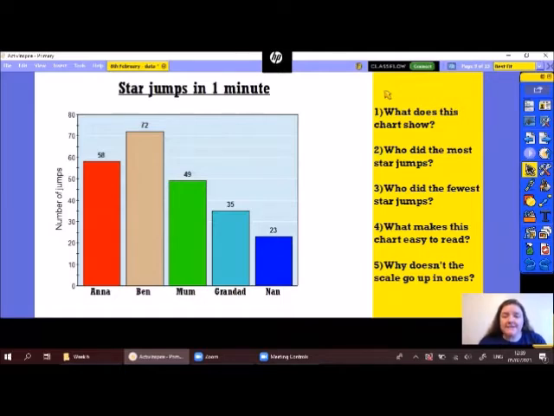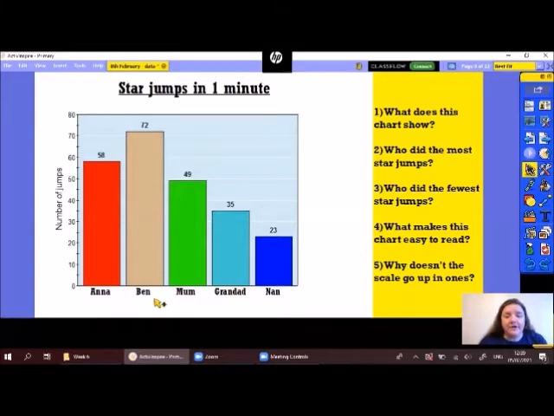Question 2 says, who did the most star jumps? Well, if we're looking for the most, then with a bar chart, we're looking for the longest bar. So whose bar was the longest? Well, it looks like Ben's bar is the longest because he did 72 in 1 minute.